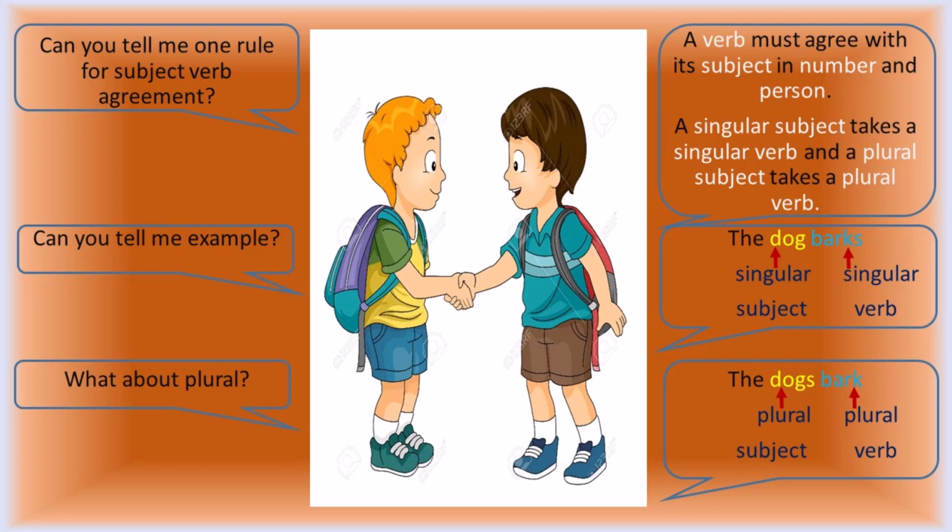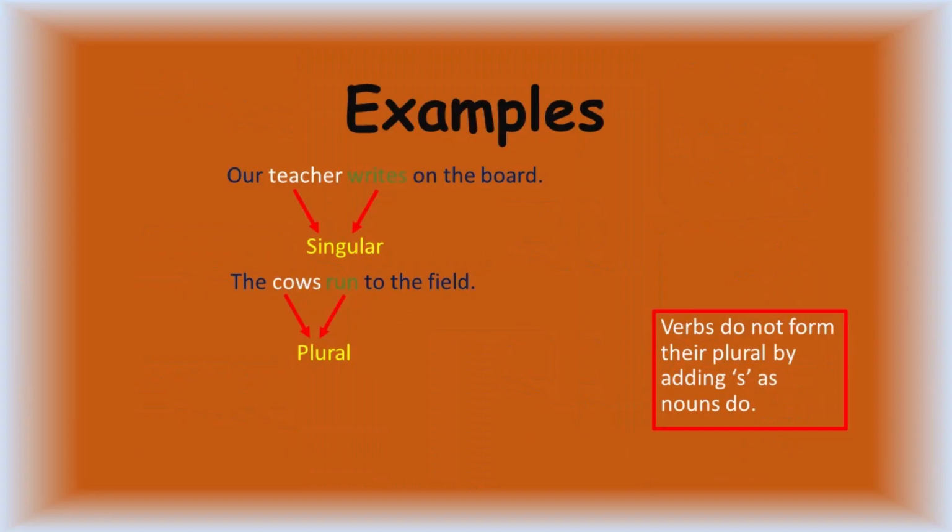So students, keep in mind that just like nouns, we are not adding s with the verb to make it plural. Understood? We will see few more examples. Our teacher writes on the board. The cows ran to the field. What is the subject in the first sentence?